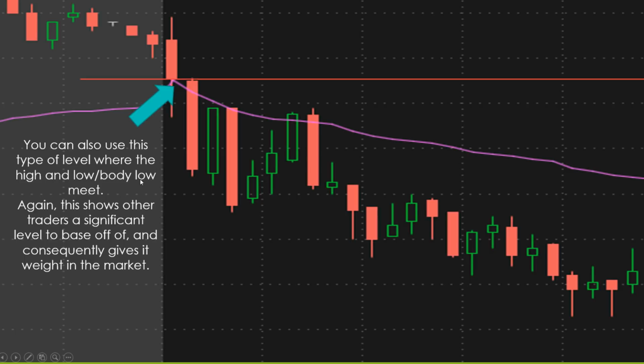Like this says, you can also use this type of level where the high and the low of the body converge and meet together. In this case, it's the low of the body right here and the high of this previous candle. When these two meet, again, it makes a very obvious risk level.